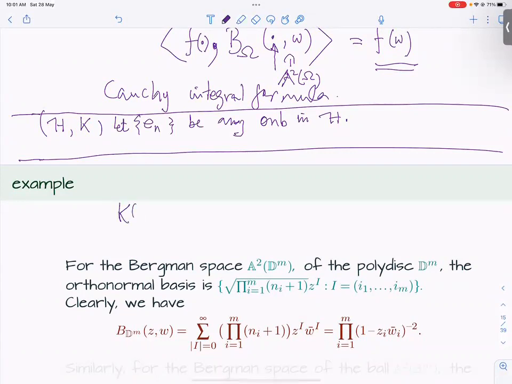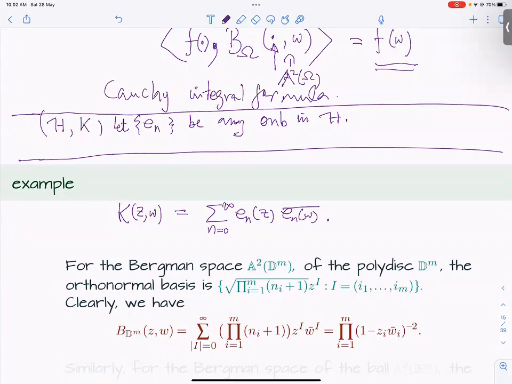K(z, w), as was discussed yesterday, you know that this reproducing kernel is a function of two variables. It has an expression of the following form: the sum over n equal to 0 to infinity of e_n(z) times e_n(w) bar. There are a number of things about this. This makes sense. It is convergent for every fixed w.